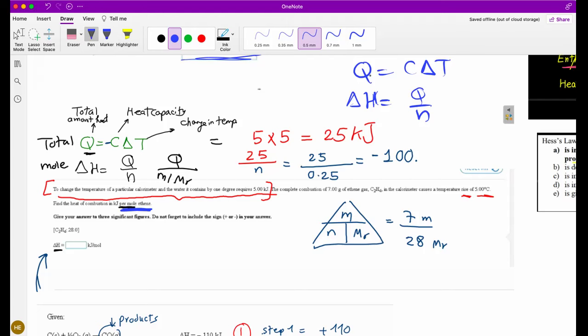I will tell you how. Q is C delta T, where C is the heat capacity. How do you find the heat capacity in the question? Always look for this sentence: the change in temperature, the calorimeter, and the water it contains.